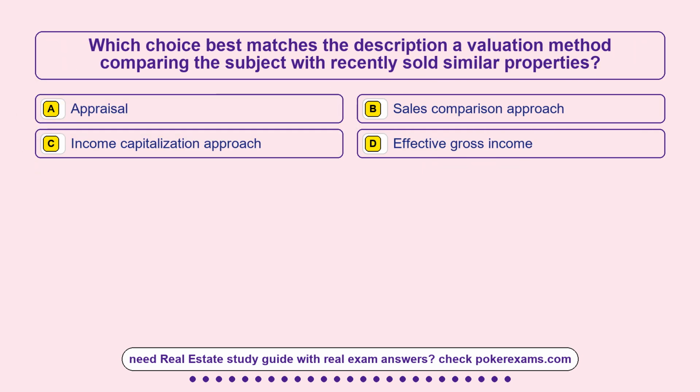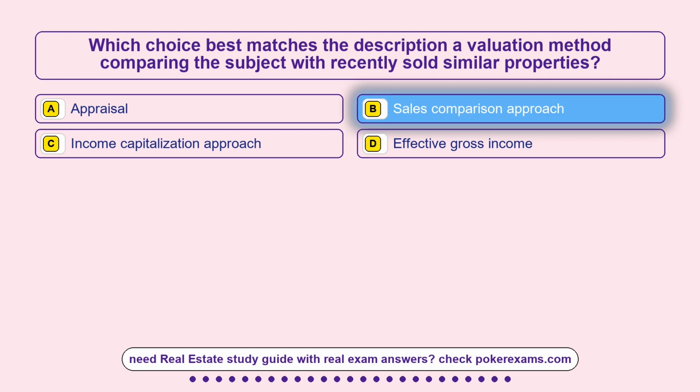Question 23. Which choice best matches the description of valuation method comparing the subject with recently sold similar properties? Option A, appraisal. Option B, sales comparison approach. Option C, income capitalization approach. Option D, the effective gross income. The correct answer is option B, sales comparison approach.